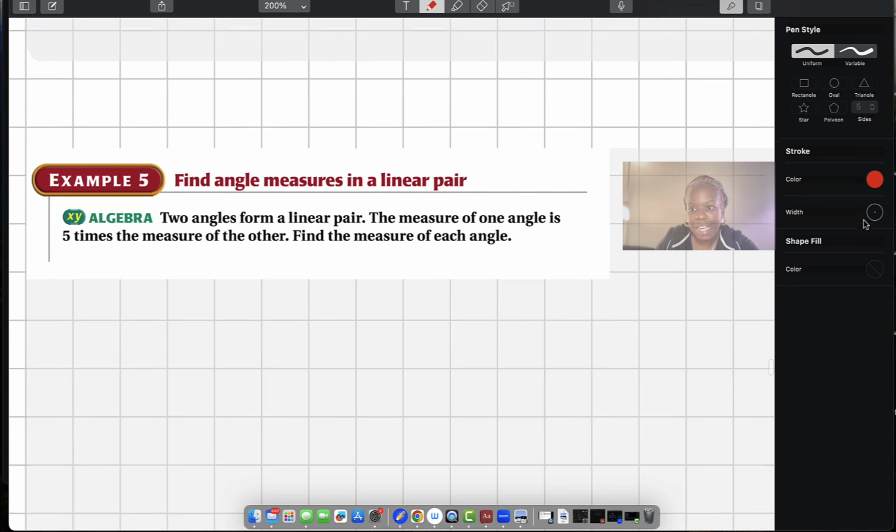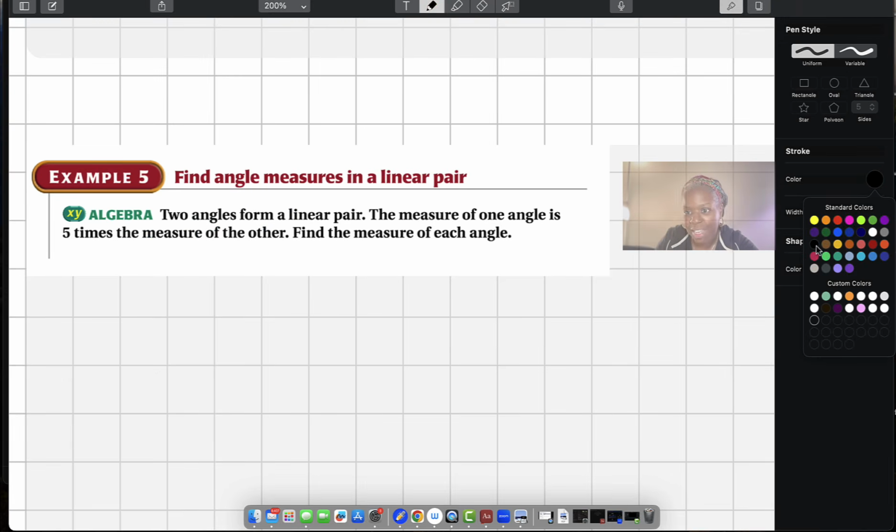This is our final example, and this is one you will see again because that's how life is. So make sure it makes sense. Two angles form a linear pair. Picture it in your head. Got it. The measure of one angle is 5 times the measure of the other. Find the measure of each angle.